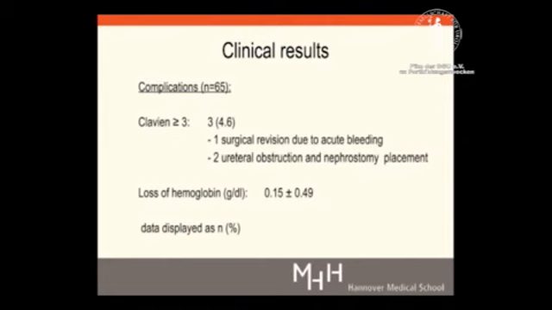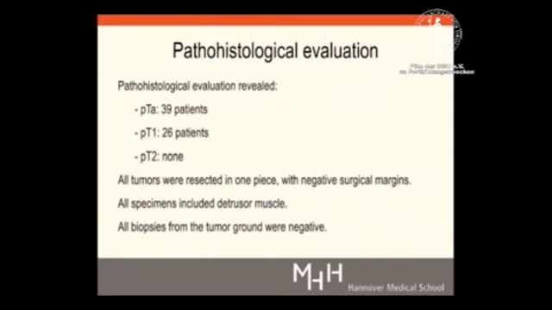Complications were assessed according to the Clavien-Dindo classification. 3 patients required surgical revision. Hemoglobin loss was clinically insignificant with 0.15 grams per deciliter. Pathohistological evaluation. Pathological evaluation revealed 39 patients with pTa, 26 patients with pT1, and no patients with pT2 disease. All tumors could be resected in one piece. All specimens included detrusor muscle and the edges were tumor-free. All biopsies from the tumor ground were negative.